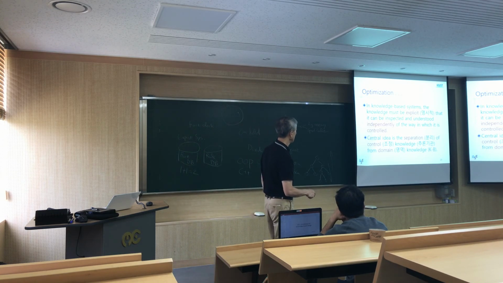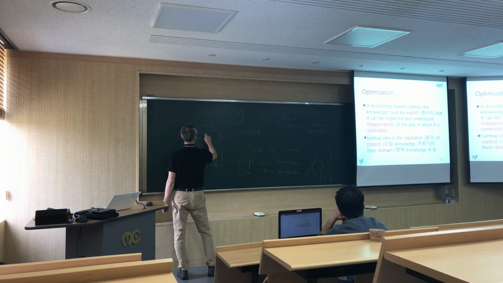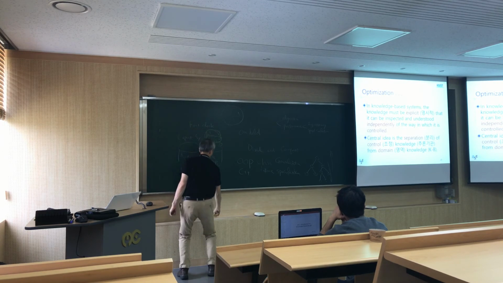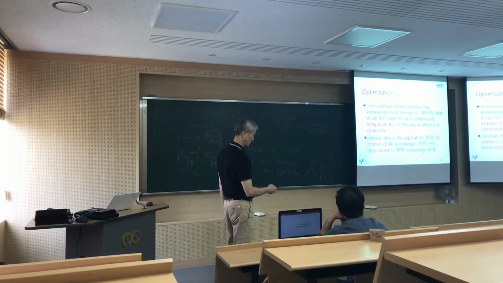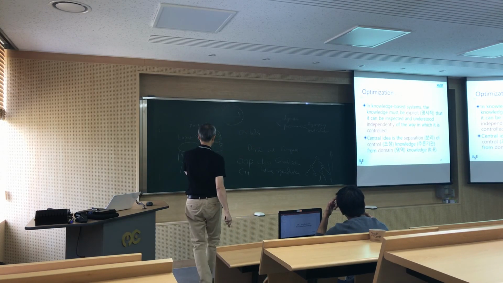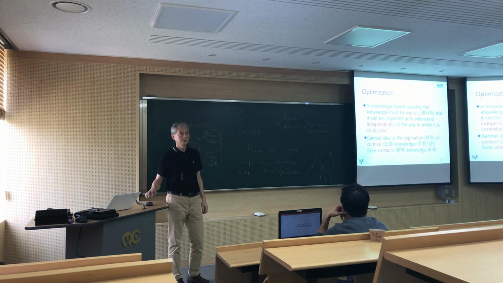The central idea is separation of control. Control is reasoning. There is also another reasoning engine. Reasoning, or we can say simply chaining: knowledge chaining, forward chaining, backward chaining, or reasoning and control. This is control of knowledge. Control of knowledge, reasoning, and also the knowledge base, domain knowledge, fact database and rule base.